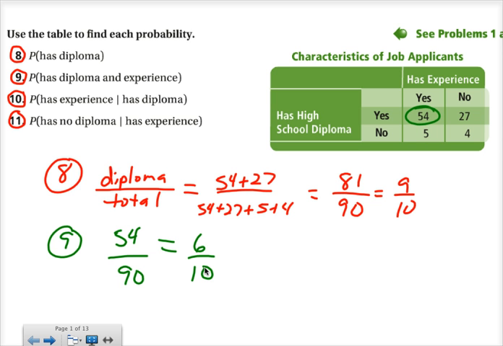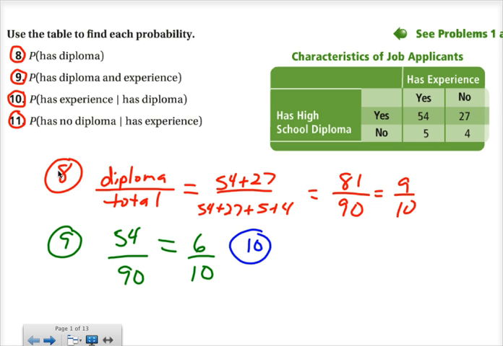and we would get 6/10. Now number 10 is different because we see our little slash mark there for given. That means I'm not going to use the whole chart. I'm only going to use a certain part of that chart. Number 10 says the probability that they have experience given that they have a diploma.